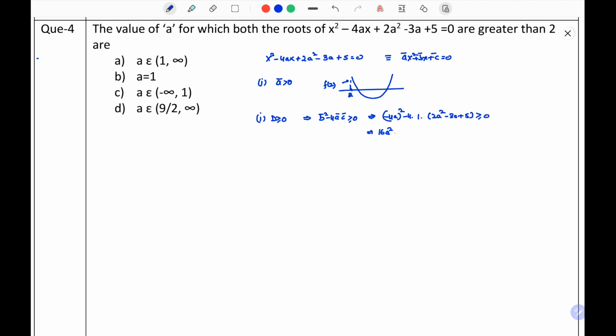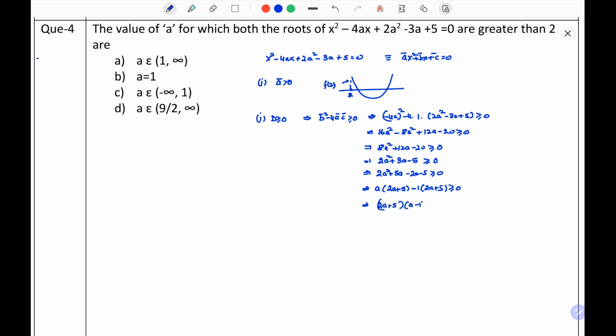Simplifying, it will be 16a square minus 8a square, then plus 12a minus 20, and it should be greater than or equal to 0. Or we can write it as 8a square plus 12a minus 20 is greater than or equal to 0. Or simply, 2a square plus 3a minus 5 should be greater than or equal to 0. We can factorize it. It will be 2a square plus 5a minus 2a minus 5, greater than or equal to 0. Taking a common, we will have a into (2a plus 5), and then minus 1 common, it is (2a plus 5), greater than or equal to 0. So this implies that (2a plus 5) into (a minus 1) is greater than or equal to 0. So it states that a belongs to minus infinity to minus 5 by 2, inclusive, union 1, which is also inclusive because the equal to symbol is also there, to infinity.